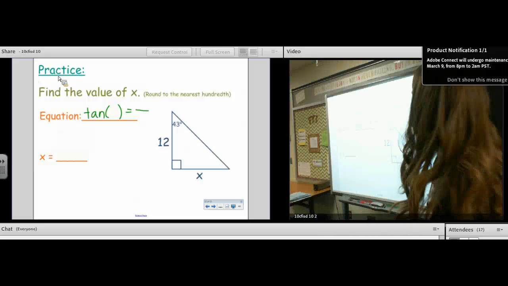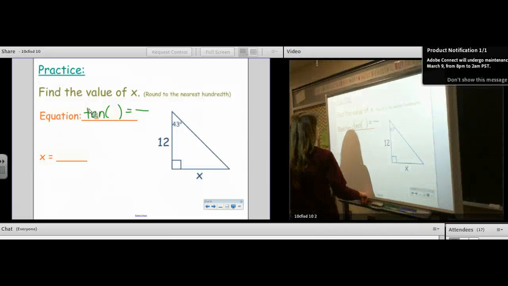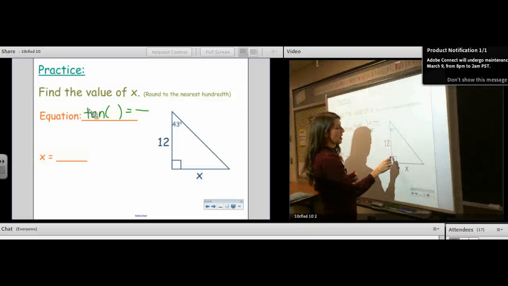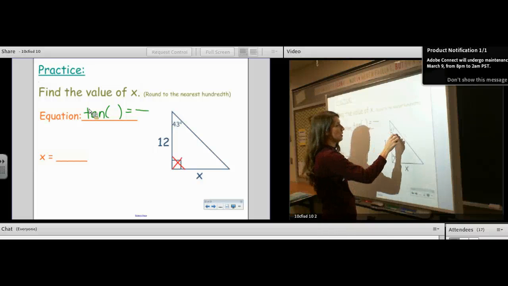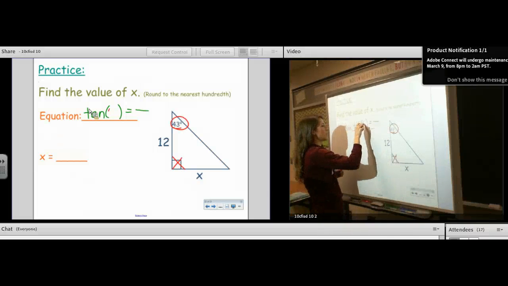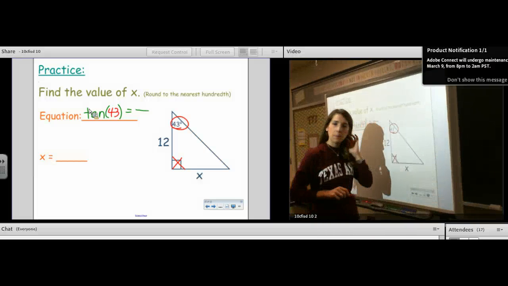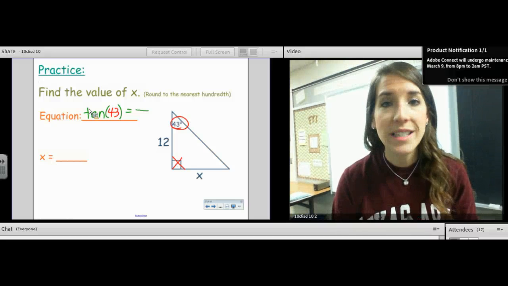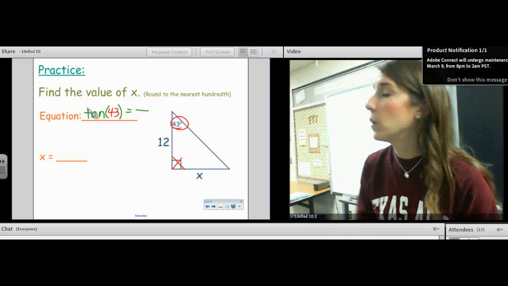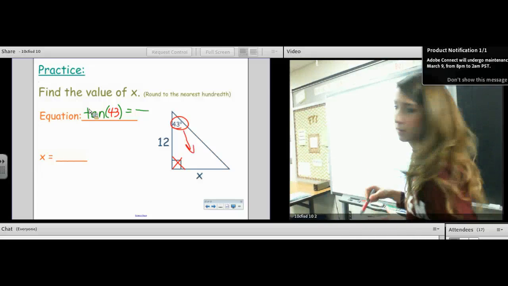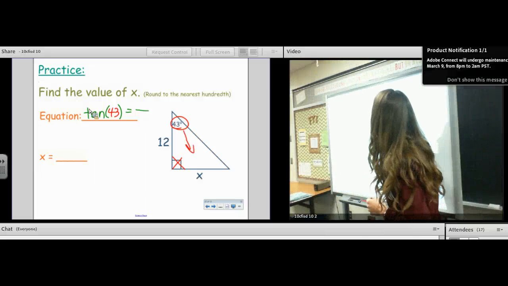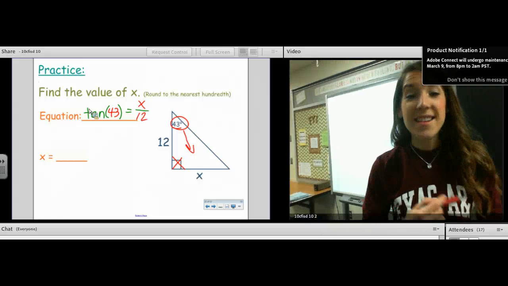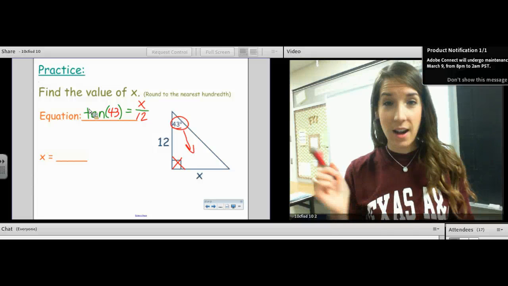So in our template, in the tan function, always goes the angle. In this triangle, we're only given one angle, which is nice, other than 90. 90 is never the angle we use. So the angle that we're given is 43. And then we follow our ratio. Our ratio says opposite over adjacent. What is opposite the 43? X. And what's adjacent to the 43? 12.